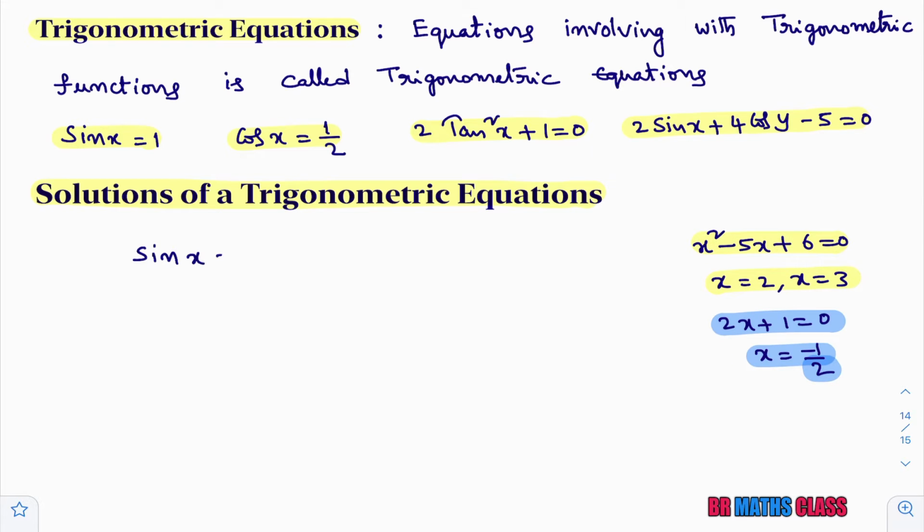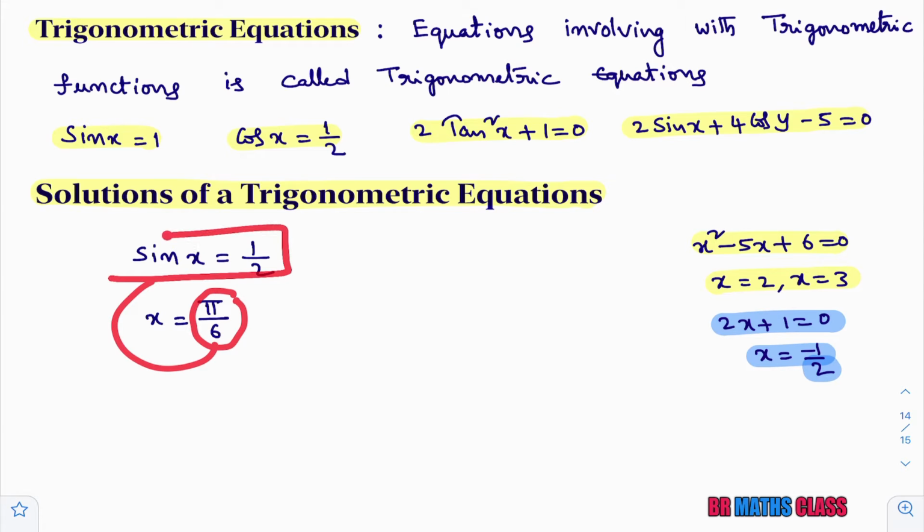Sin x equal to 1 by 2. What is this? It is a trigonometric equation. What are the solutions of this trigonometric equation? From the trigonometry values table, we learned that sin x is 1 by 2 when x equal to 30 degrees. 30 degrees means pi by 6. Sin 30 degrees value is 1 by 2. So x equal to 30 degrees, or in radians we can write it as pi by 6. x equal to pi by 6 is a solution of the trigonometric equation sin x equal to 1 by 2.